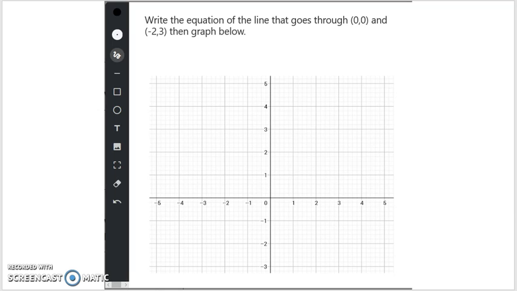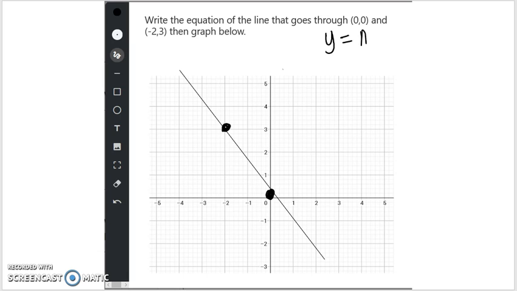Let's go ahead and look at problem number 4. Same concept here. So go ahead and graph. It says write the equation of the line that goes through 0, 0. So right here, 0, 0. And then -2, 3. So this, if you can tell, is actually going to have a negative slope. The reason it's going to have a negative slope is because if I go ahead and draw in the line between these points, you can see that it's decreasing from left to right.